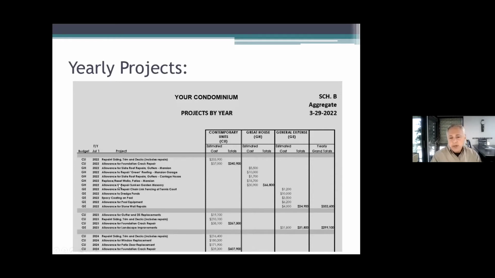So in 2022, for instance, here's all the anticipated projects that the association will probably be spending money on, and which budgets they're coming out of. And then as you go, this list would go on for 20 years and show you all the projects over a 20-year period with the inflated values plugged in.